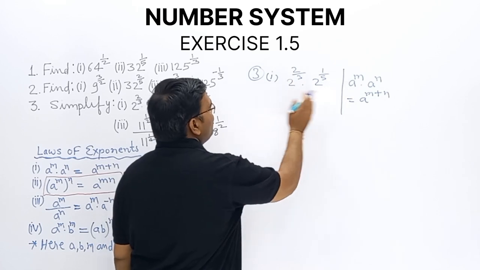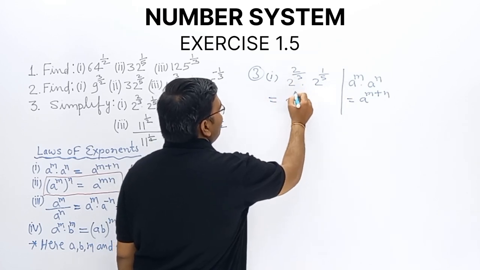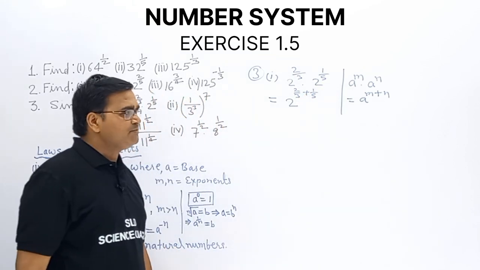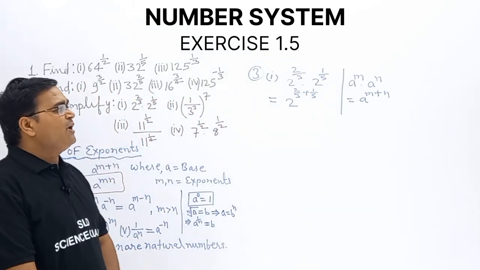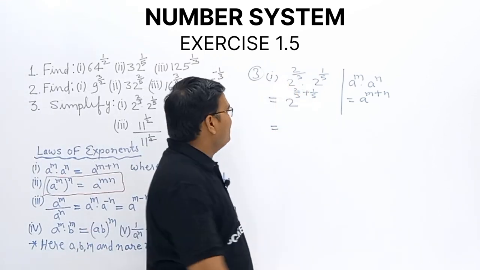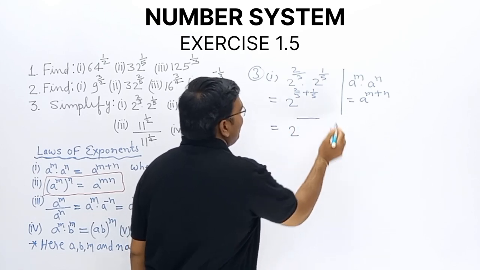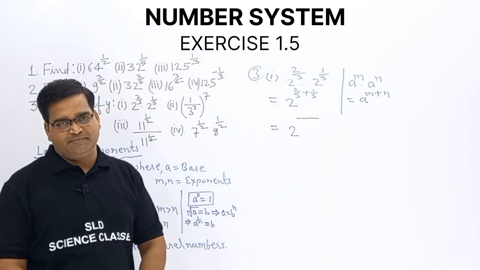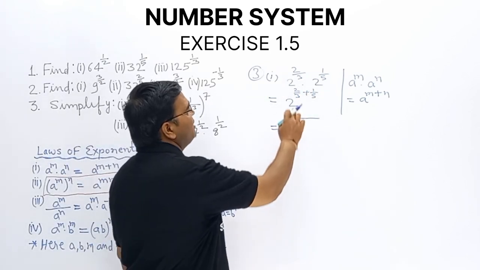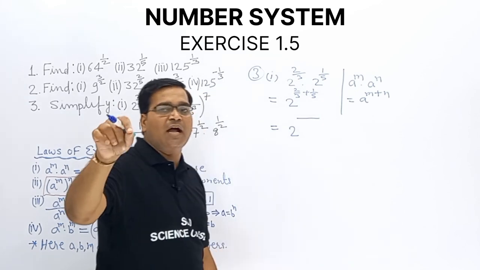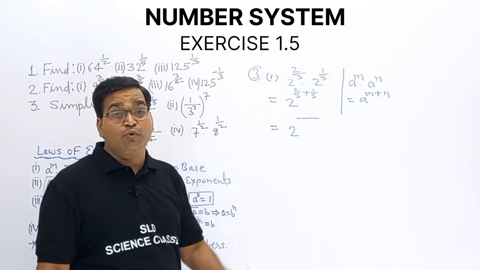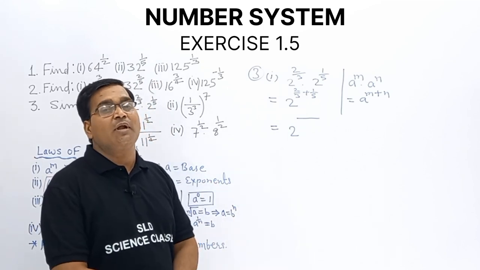Now applying this formula, how? 2 power 2 by 3 plus 1 by 5. Now in the power we have fractions. So we have to do normal addition of fractions. For adding fractions we want the LCM. The LCM of the denominators. So in the denominators we have 3 and 5. Two different numbers are there, so the LCM will be the product of both numbers.